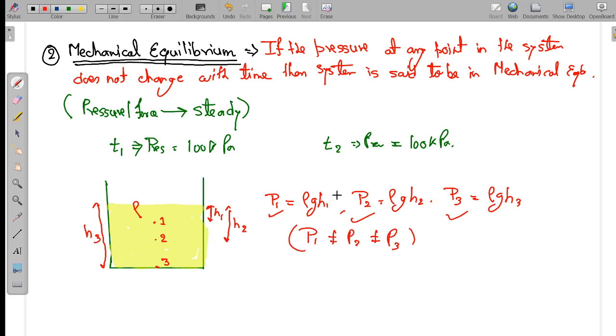But if I am measuring the pressure at time, let us say, t equal to 0, and the pressure is this, and then I measure again at t equal to 1 hour, the pressure at one point should be this much.